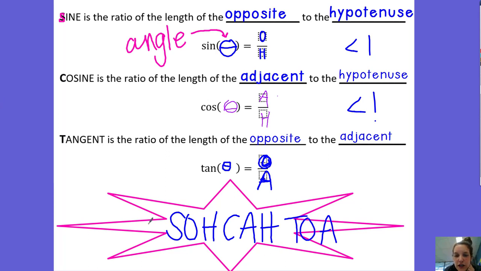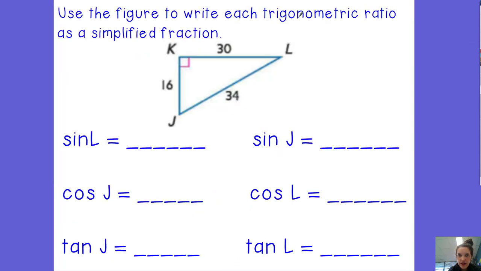So if you can remember SOHCAHTOA, say it with me, SOHCAHTOA. If you write SOHCAHTOA at the top of every paper that you do for trig, and just go back and reference this, you're going to be golden. Remember SOHCAHTOA, and it will help you so much. So what we're going to do is we're going to practice using SOHCAHTOA.